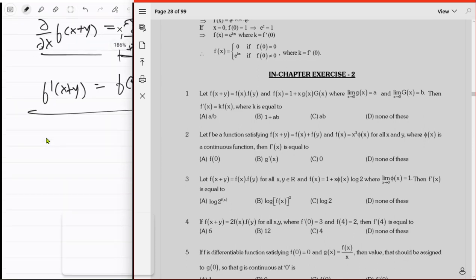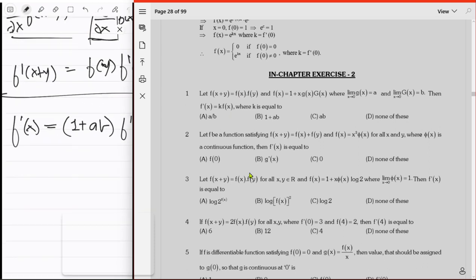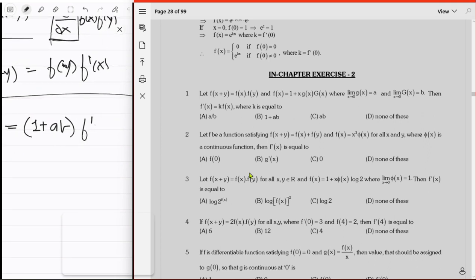So it just becomes f dash of x is equal to f of 0, which is 1 plus ab, right? Wait, is this actually defined at x equal to 0? I don't know. But they're saying the limit exists at least. So I'm gonna assume that we can actually define it. We can remove any discontinuity that might be there. Then just do it like this. So it's 1 plus ab, and then f dash, right? So f dash of x.